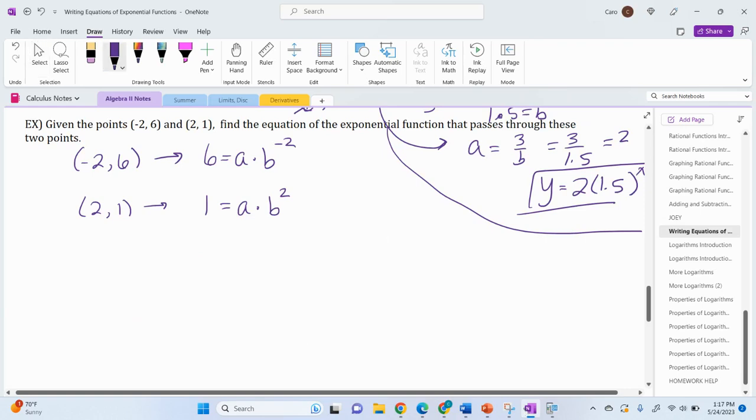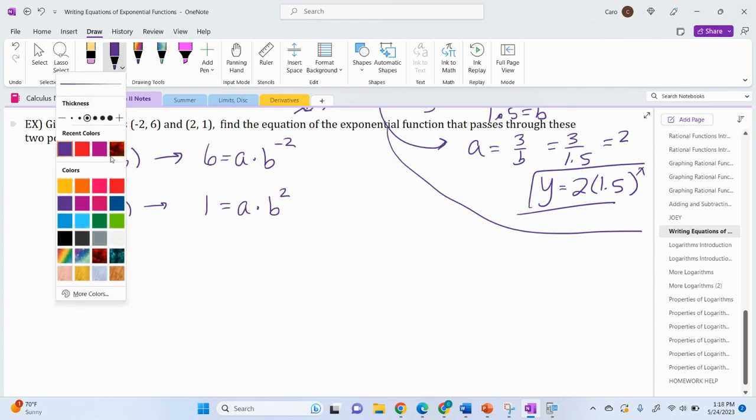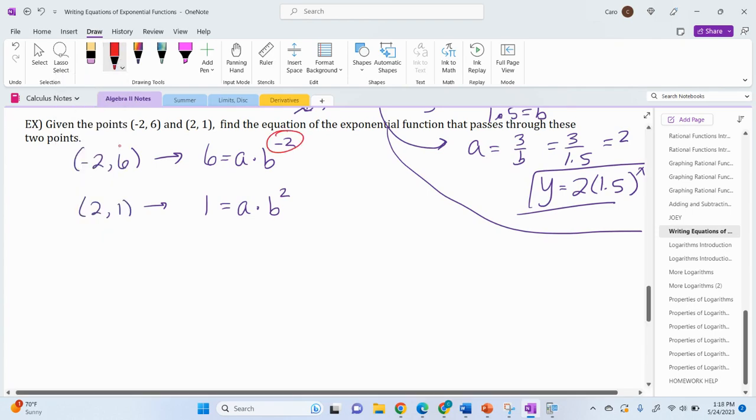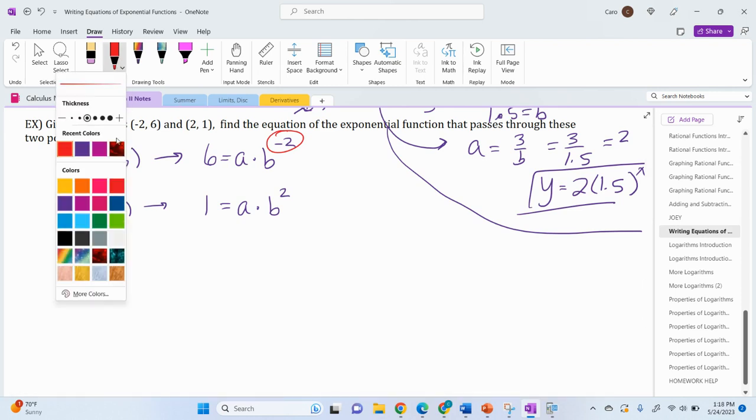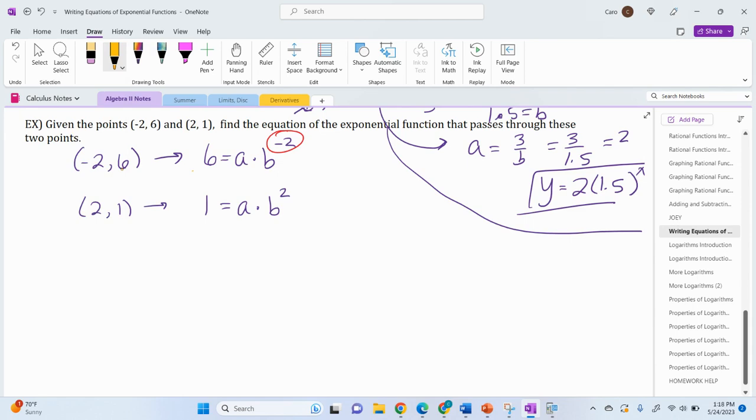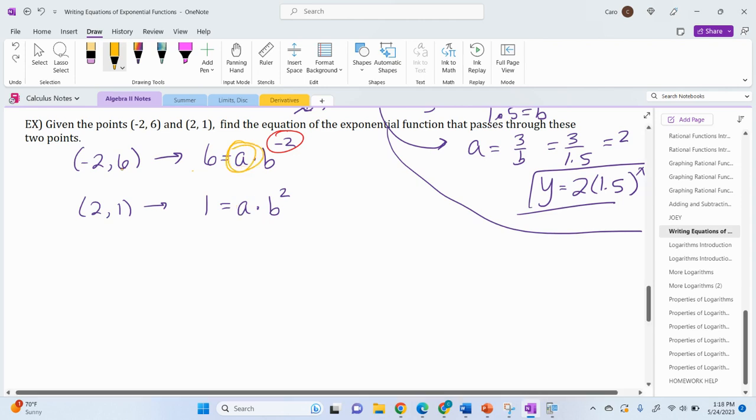This example is a little bit different because neither b value ends up having just an exponent of 1. So you're going to do a little bit more exponent simplifying in this case. Once again, I'm going to take one of my equations and solve for one of the variables. You could solve for this a and plug into here, or you could solve for this a and plug in for here. It really doesn't matter. I'm going to go ahead and get this a alone.